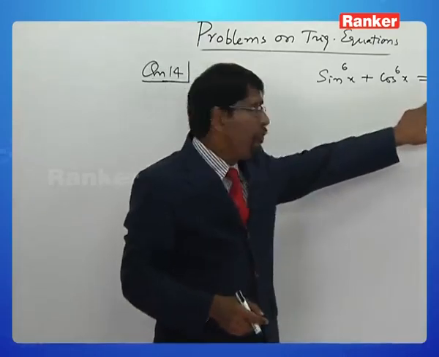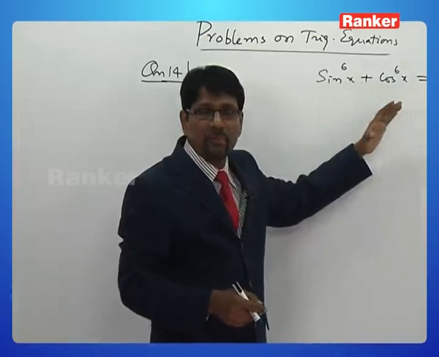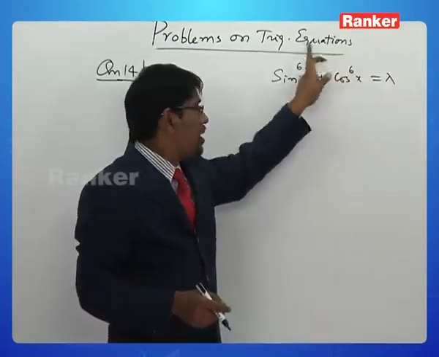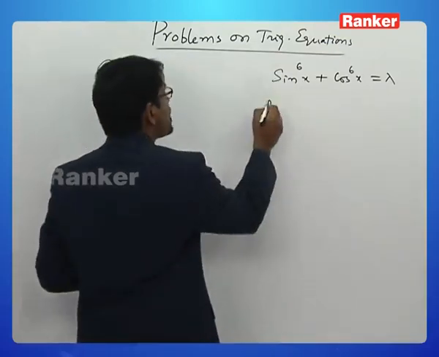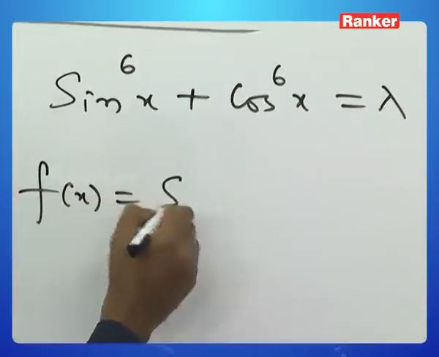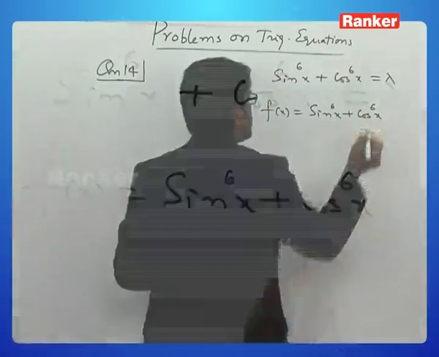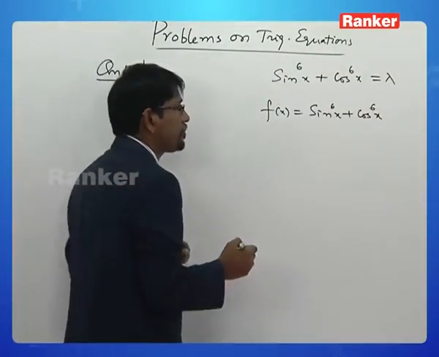So we want to know for what values of lambda this equation is solvable for x. Meaning I need to find out the range of this sin x power 6 plus cos x power 6 function. So let us consider the function f of x equal to sin x power 6 plus cos x power 6. Let's find the range of it.